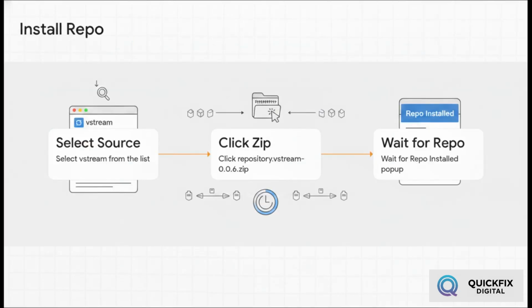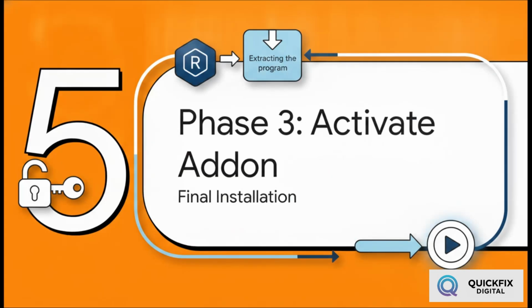Okay, assuming you've cleared that warning, a file browser box is going to pop open. Scroll down and find vStream, that is the source we named earlier. Click it. Inside, you're going to click the file called repository.vstream-0.0.6.zip. Now, this next step is crucial, and it requires a little thing called patience. You have to wait. Literally, do not click anything else. Just keep your eyes peeled on the top right corner of your screen until you see a little system pop-up officially confirming repo installed.